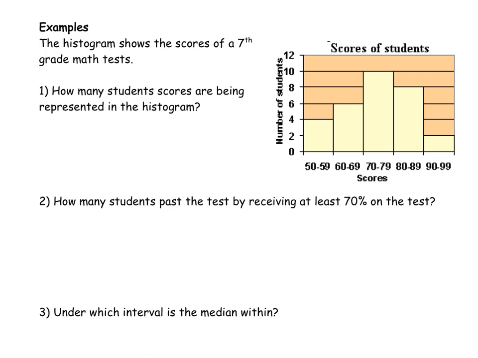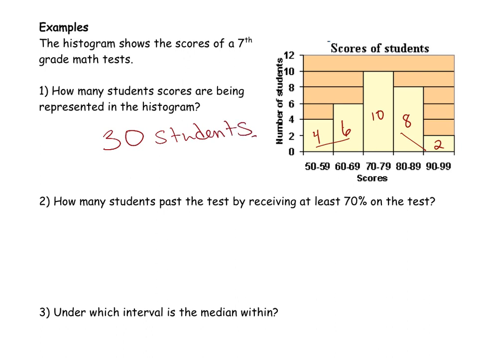The histogram shows the scores of 7th graders' tests in a math classroom. First question is, how many students' scores are being represented in the histogram? Notice we're counting by 2s here. Our first column, the 50 to 59, there are 4 of them. In the 60 to 69, there are 6 of them. In the 70 to 79 range, there are 10. Then there are 8 in the 80 to 89, and there are 2 in the 90 to 99. Add those up. 4 plus 6 is 10. 8 plus 2 is 10. 10 plus 10 plus 10. There would be 30 students.